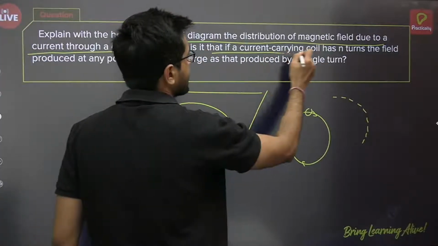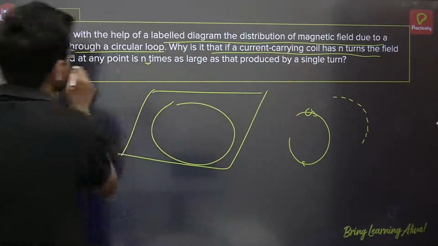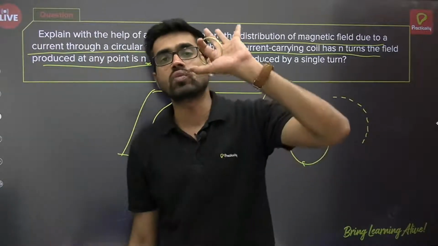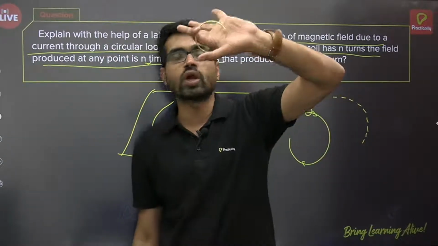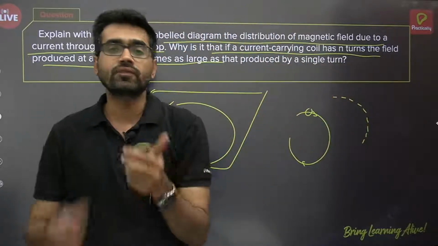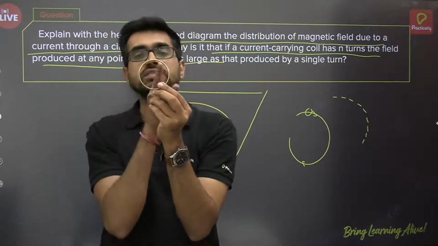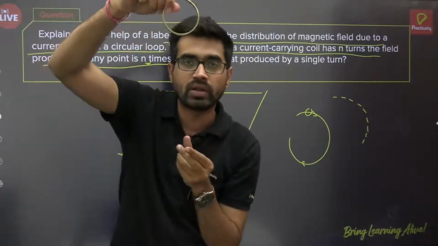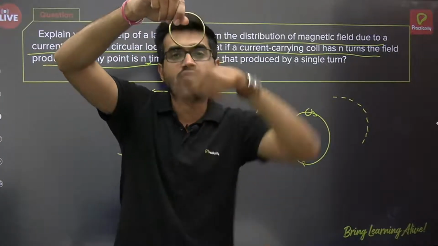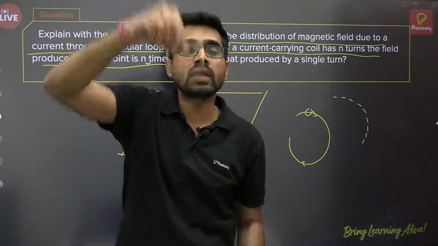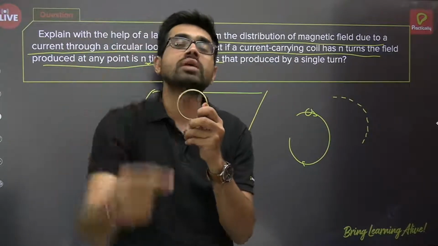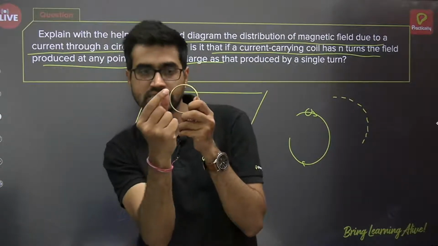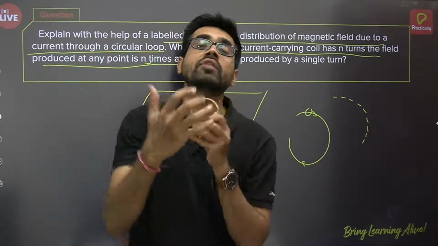Why is it that if a current carrying coil has n turns, the field produced at any point is n times? Basically, if I take one single loop of the wire, not multiple loops, then the field will be very small because the current is flowing in just one single wire. Now consider there are multiple turns of this wire in the form of circular loops. Then there are multiple north poles, north pole, north pole. Basically small magnets. If I join many small magnets, the net effect will be a much bigger magnet.